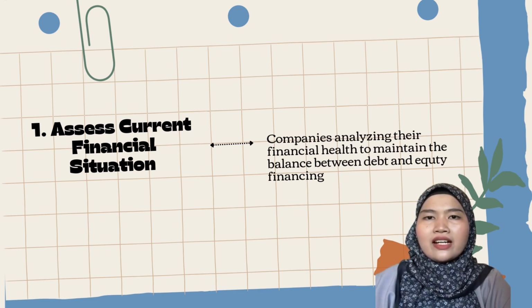First, assess the current financial situation. Companies start by analyzing their financial health, including current liability, existing asset and equity. This helps to maintain the balance between debt and equity financing.